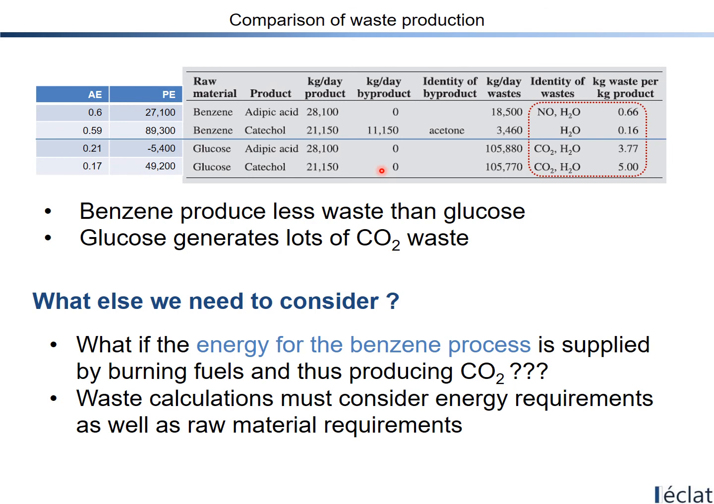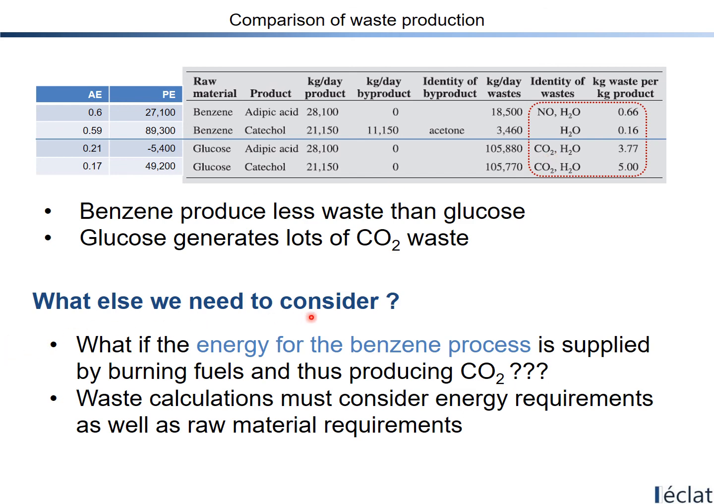Also, we should consider the waste. The first process, benzene to adipic acid, having NO is terrible. I don't like it. How about CO2? It's not good also. So we should think about the production of CO2. And CO2 production is closely related to additional cost because we should remove the CO2 from the outlet stream.